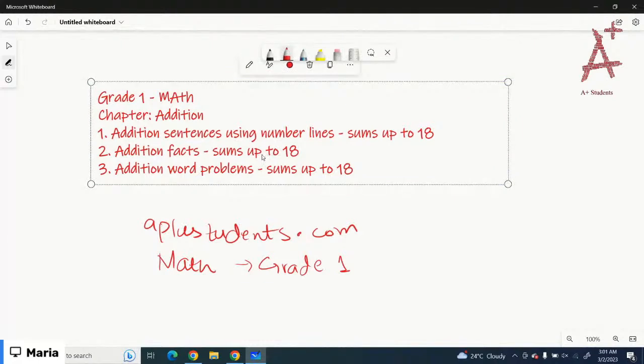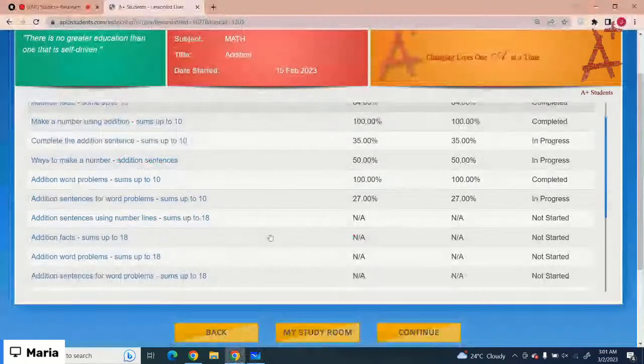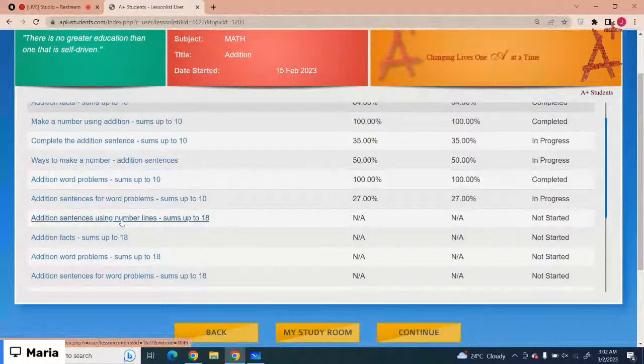Please make sure you have your notebook and pencil so that you can note down the important examples and definitions as well. So here I am on grade 1 maths. The chapter name is addition. And the lesson I'm going to start with is addition sentences using number lines, sums up to 18. Let's just start with the first lesson.